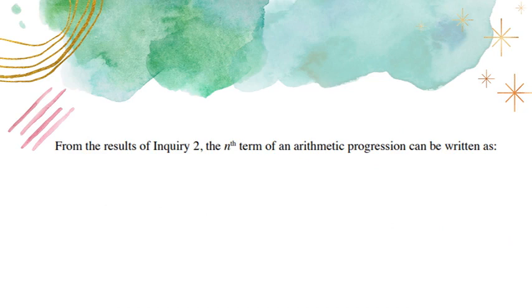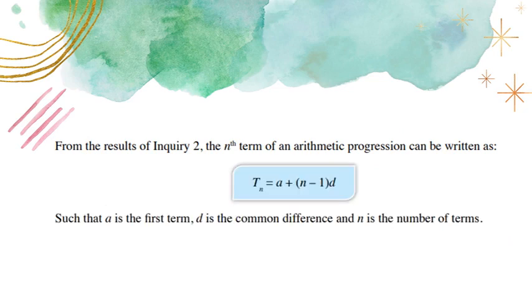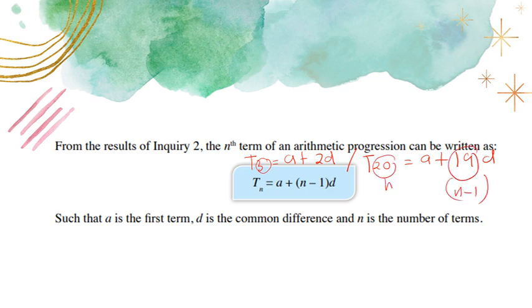Okay, so from the result of inquiry 2, the nth term of an arithmetic progression can be written as, so this is the formula, Tn is equal to A plus (n minus 1)D. So let's say if we have T3, A plus, this one is n, right? 3 is n. So n minus 1, 3 minus 1, 2D. Okay, if we have T20, A plus 19D. So this one is n and this one is n minus 1. So that's why we come up with the formula Tn is equal to A plus (n minus 1)D.